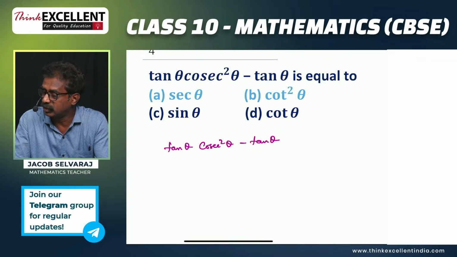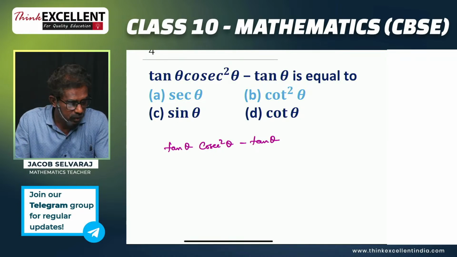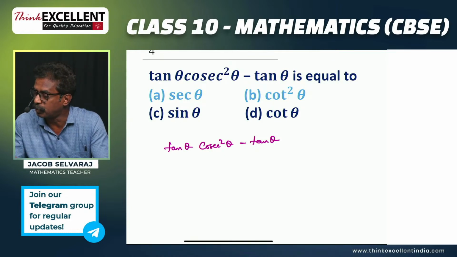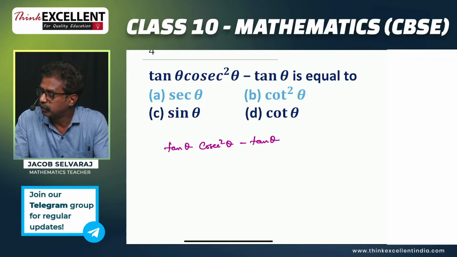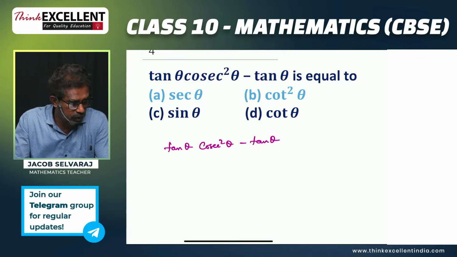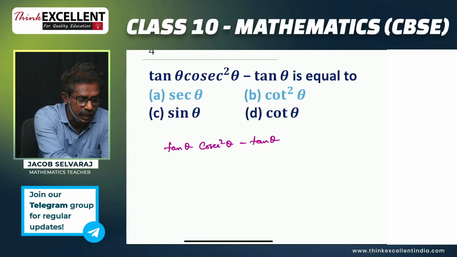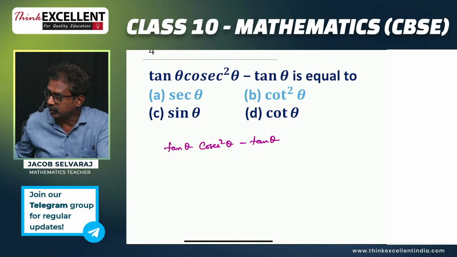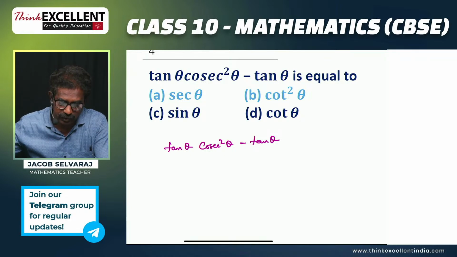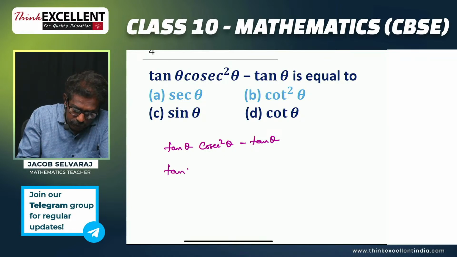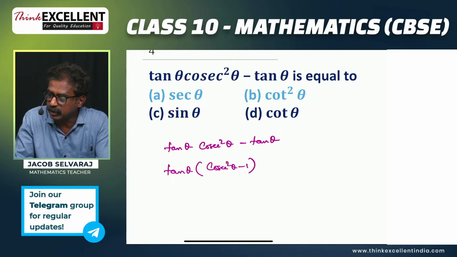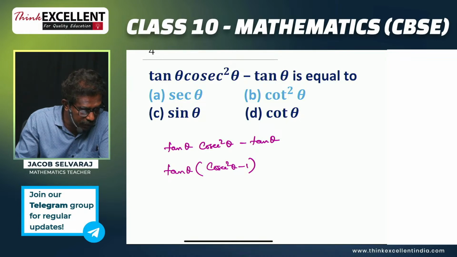So you can take Saktivel gave the answer as 1 or first option. Look at this. Yes, if you get your answer, you can give it in the chat section. Option A, B, C, D you can give. So you can take tan theta common. Tan theta if you take common, see what you get. Cosecant square theta minus 1. Tan theta if you take it outside, you are getting cosecant square theta minus 1.